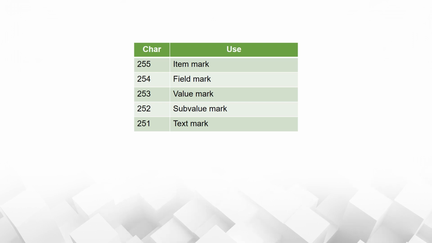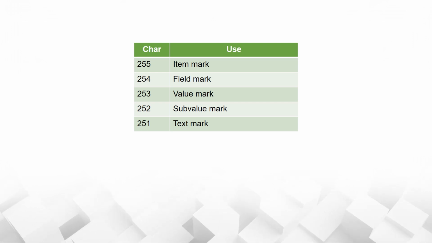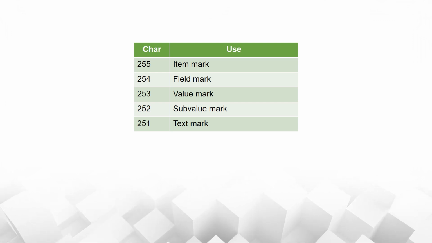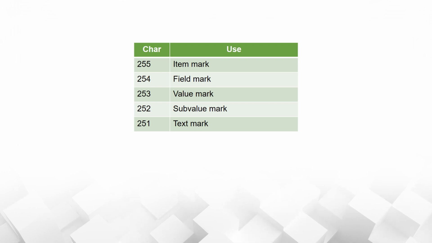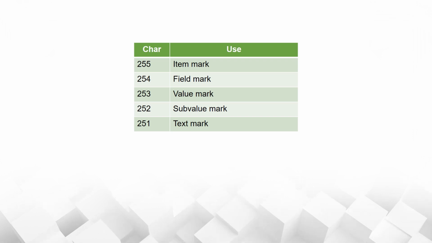The item mark we haven't spoken about here, and it isn't widely used. The field mark, value mark and sub-value mark separate the items in our orders example. And the text mark is to do with text processing and irrelevant to what we're discussing here. But the key point is that Dick Pick reserved the last 5 characters of the 8-bit character set for his own purposes. Now clearly real applications may want to use those in modern systems because the upper half of the 8-bit set now is defined.